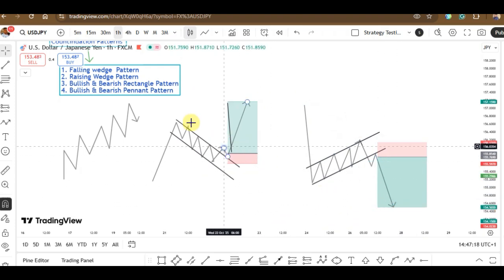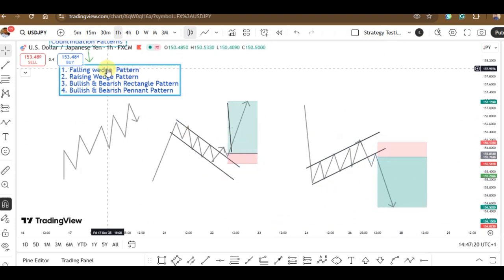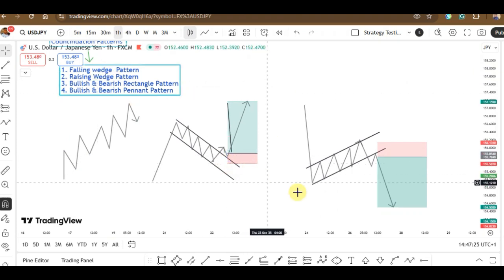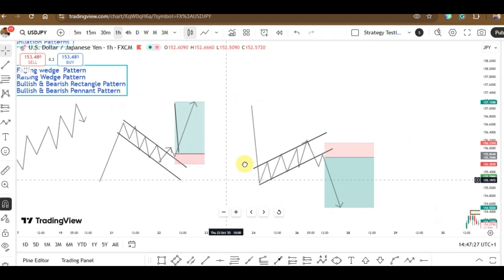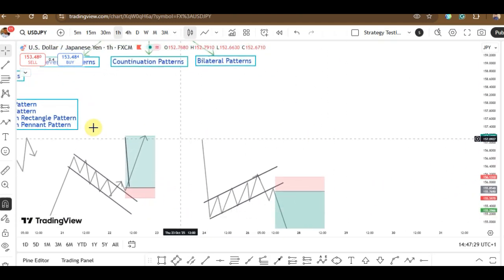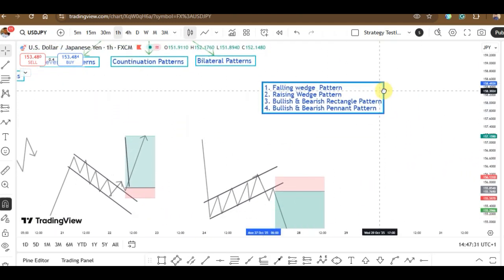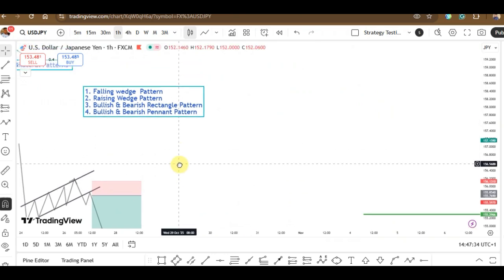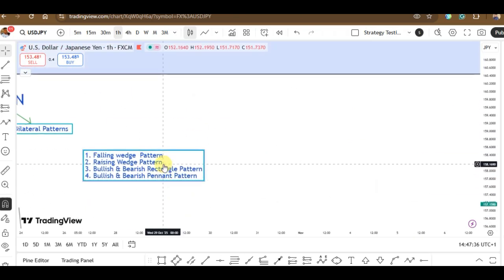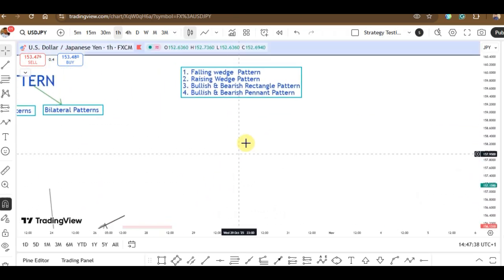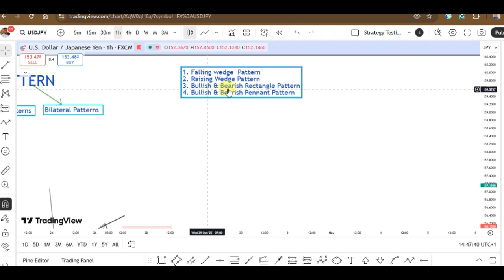So now we've talked about the falling wedge, we've traded the falling wedge, we've talked about the rising wedge. So now let's go to the next one. So I'm just going to bring this one here. So we've talked about this one, we talked about this one. So the next one is the bullish rectangle pattern. So we also have the bearish rectangle pattern. So we are going to talk about the bullish rectangle pattern first.